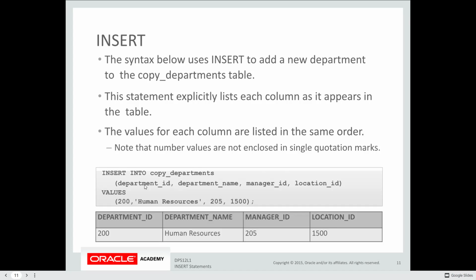See here, you have first our table. And yes, this can be annoying, I'll have to change the slides. The copy departments is the departments table. So once again, you don't really need to copy your tables. Department ID, department name, manager ID, and location ID. And then we have our values clause, and the values are enclosed in parentheses. Remember, numbers are standalone. Strings or text are enclosed within single quotes.